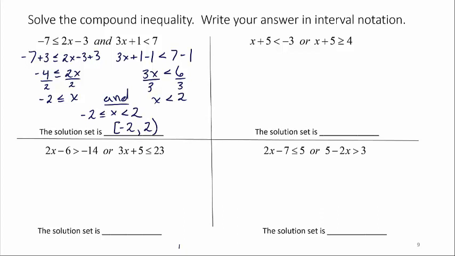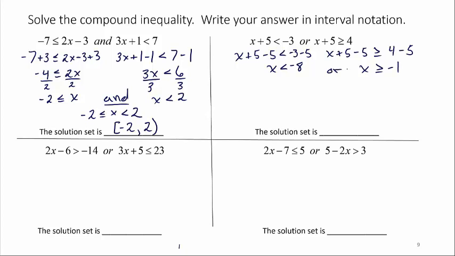All right, in this next example, I have x plus 5 less than -3 or x plus 5 greater than or equal to 4. So again, it's an "or" statement. Whether I have an "or" or an "and" statement, I want to solve both of those inequalities. So in the first one, I have to subtract 5 from both sides. So I have x plus 5 minus 5 less than -3 minus 5. So x is less than -8. With this second inequality, I'm going to have x plus 5 minus 5 greater than or equal to 4 minus 5. So x is greater than or equal to -1.